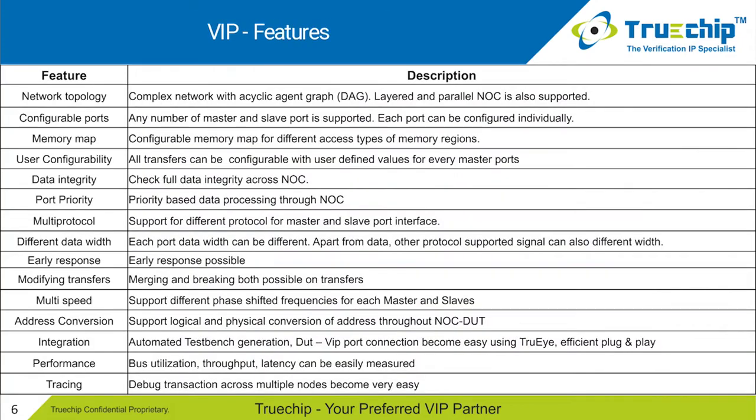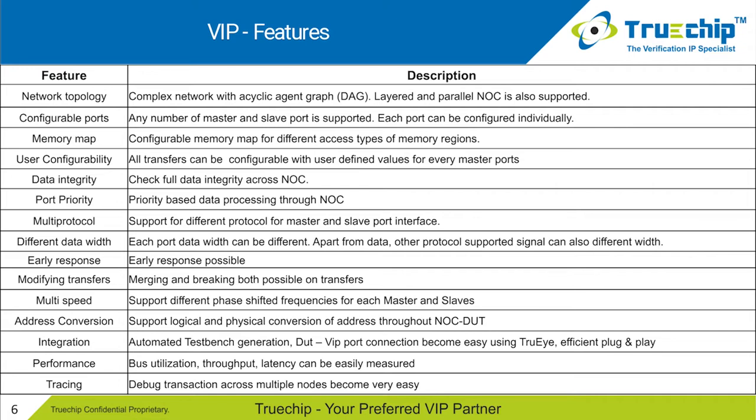These are the VIP features. Any type of complex network topology is possible. Even parallel and layered NoC is supported by the NoC VIP. The VIP has fully configurable master and slave ports. Each master and slave port can be configured individually. NoC VIP has a fully configurable memory map, and segmented memory map slaves are also possible. Transactions can be configured with a user defined value for each port.